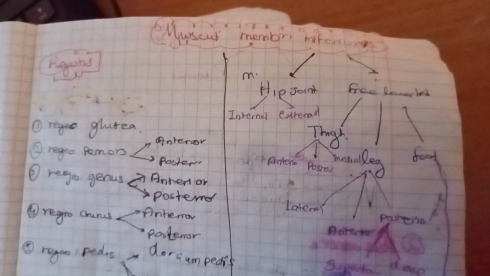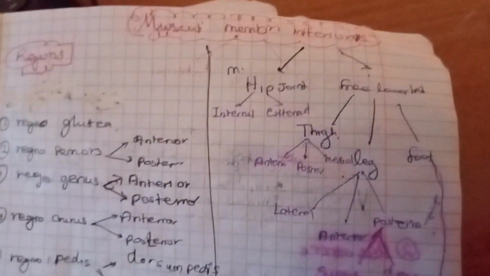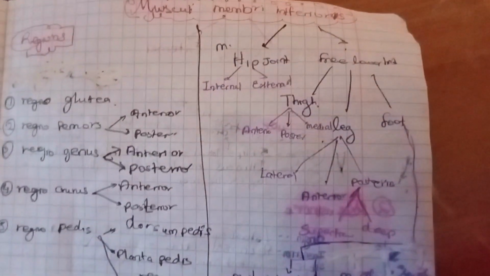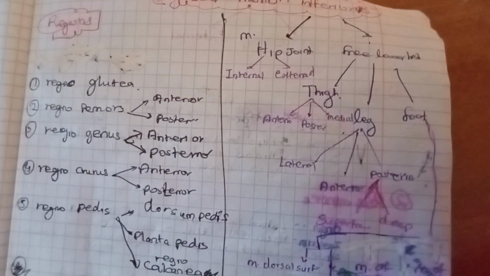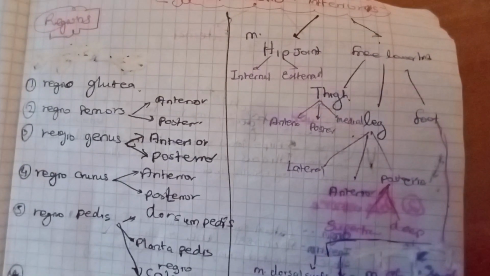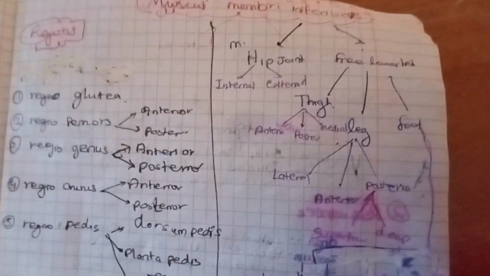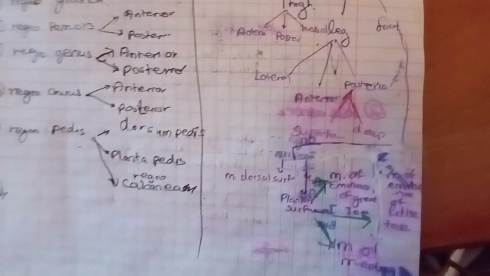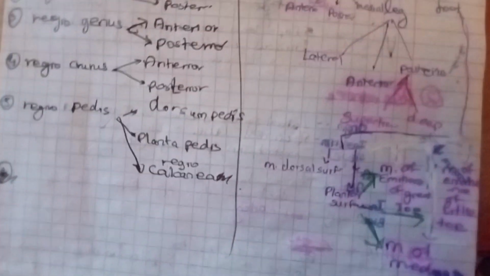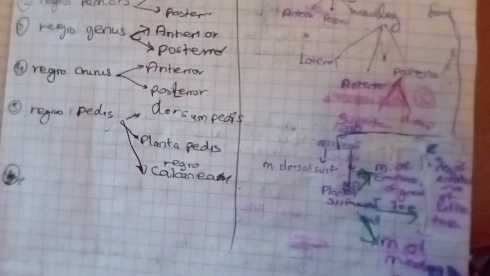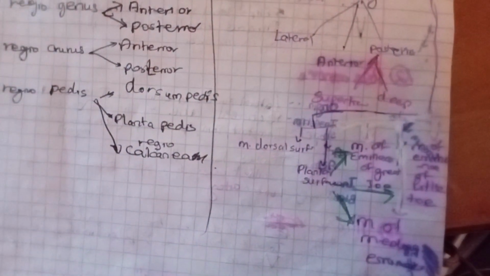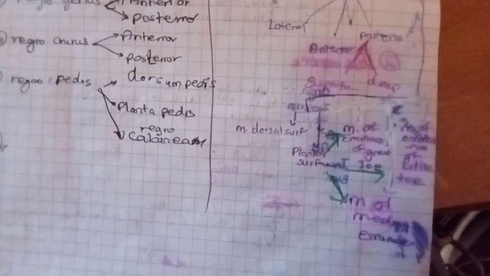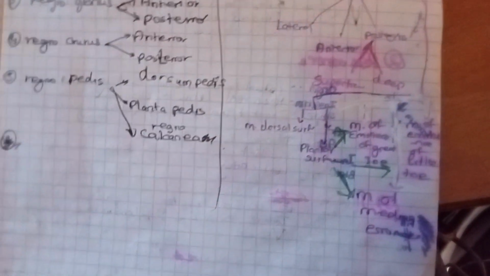In the thigh, there is anterior, posterior, and the medial. And in the leg, there is lateral, anterior, and the posterior. In the posterior, there is superficial and deep. In the foot, there are two parts, namely the dorsal surface and the plantar surface. In the plantar surface, we can find three muscle parts: the muscles of the eminence of the greater toe, the muscles of the eminence of the lesser toe, and the muscle of the medial eminence.